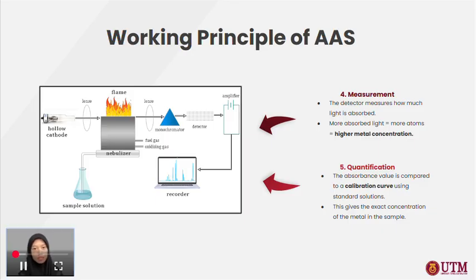After that, the detector measures the absorbed light. If more light is absorbed, it means there are more atoms in the sample. If less light is absorbed, it means the concentration is lower. Finally, quantification is done. The absorbance values are compared to a calibration curve made from standard solutions. This allows the instrument to calculate the exact concentration of the metal in the sample. So overall, the working principle of AAS is based on this relationship: more atoms lead to more absorbed light, which means higher metal concentration. This makes AAS a powerful and reliable technique for analyzing metals in biomaterials.